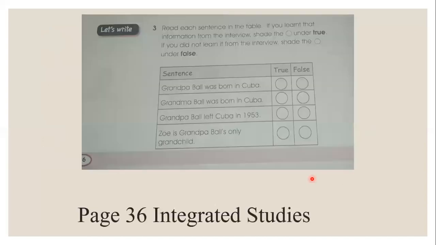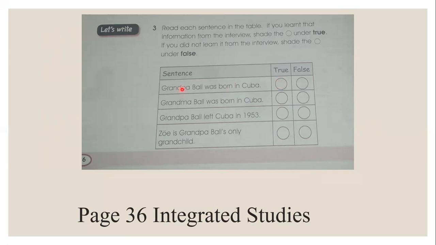All right, next on page 36. Number 3, read each sentence in the table. If you learned that information from the interview, shade the circle under true. That's this circle. If you did not learn it from the interview, shade the circle under false.